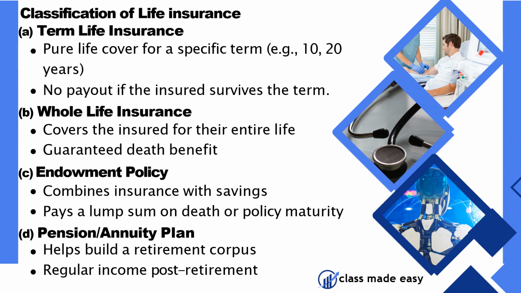And finally is a pension or annuity plan. We are noting that it helps build a retirement corpus, regular income post-retirement. So this is for retirees. Someone, as they continue with their day-to-day activities, can enter into a pension or an annuity plan, and then they can be paid once the retirement takes effect. And after the retirement, you can still enjoy regular income from your insurance.